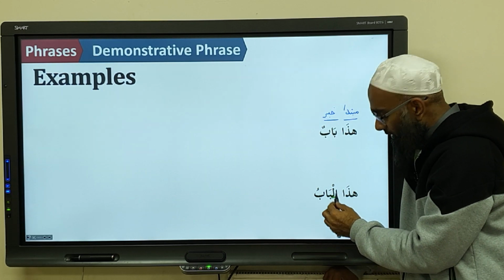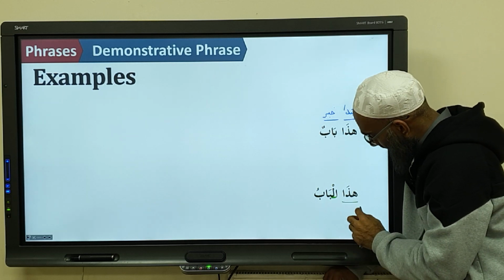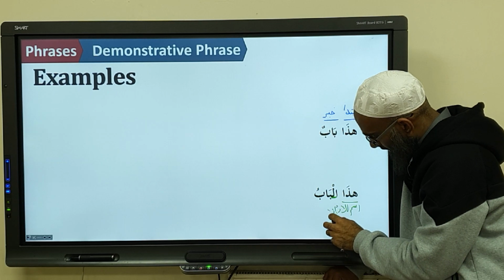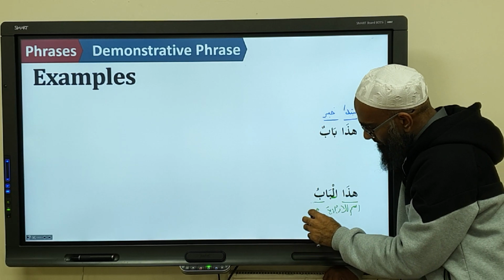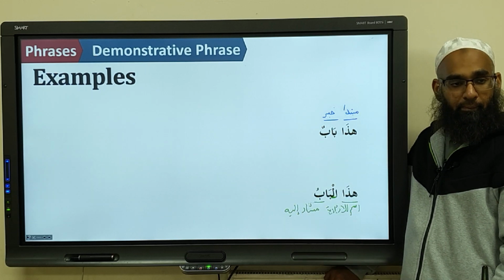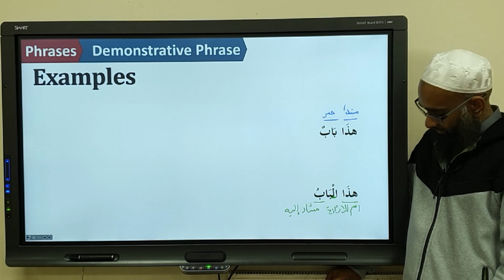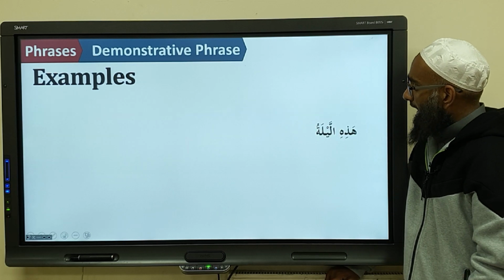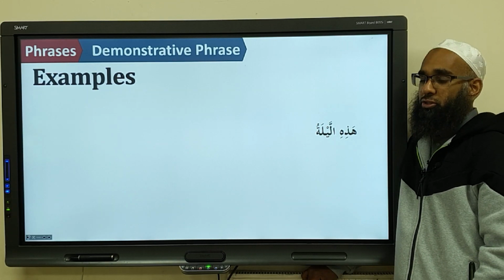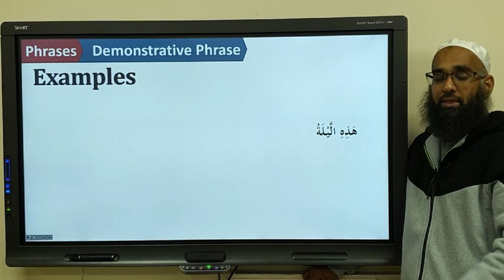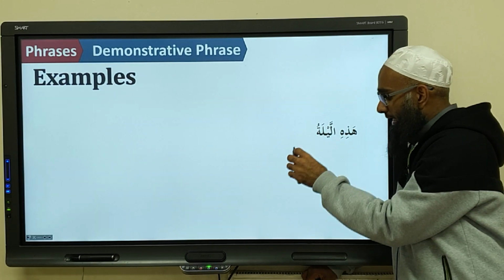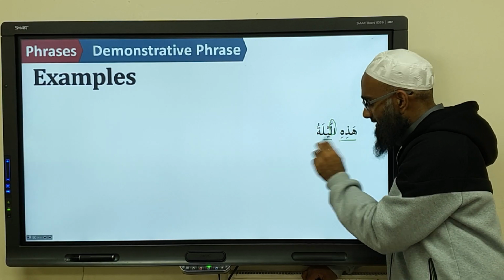Because the word after this has alif lam. So you say هذا ismul ishara and al-bab becomes musharun ilayh. Correct? Does that make sense? هذه الليلة. What's this? What kind of structure is هذه الليلة? اسم الإشارة مشار إليه. Why? Because الليلة has alif lam, so it's a phrase, not a sentence.